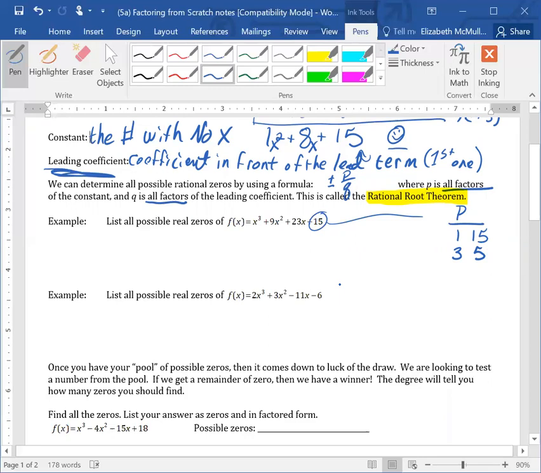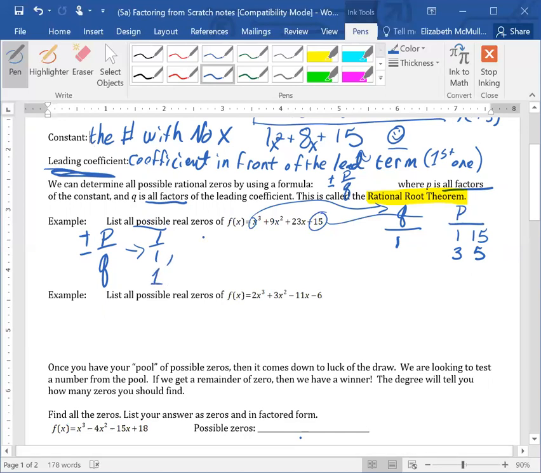And then I need to find all factors of the leading coefficient, so all my q's. Well, my leading coefficient is 1, so the only factor of 1 is 1. So we're going to list all the possible real zeros. We need to use our formula, plus or minus p over q, and we're going to plug in all of our p's and all of our q's. First p is 1, first q is 1. 1 divided by 1 is just 1.